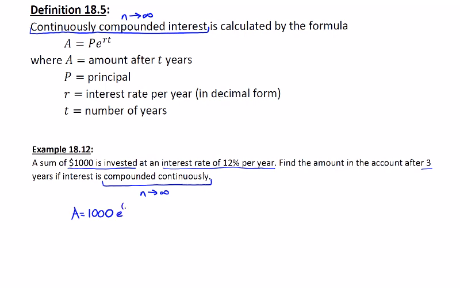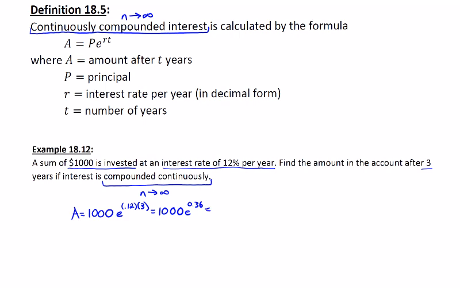So we have to use this other formula, and it's going to say A equals 1,000 times e raised to the 0.12 times 3. So in other words, 1,000 times e raised to the 0.36. And you should be able to type this into the calculator and get yourself an answer.